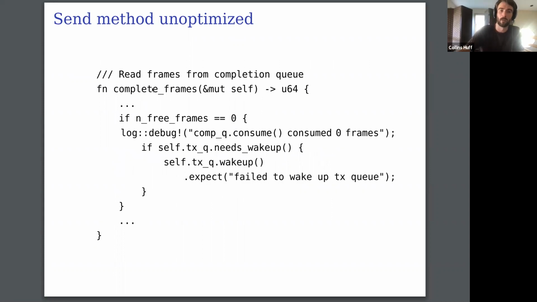And when you call complete frames, I saw this somewhere and I thought it was a good idea: if there are no frames received on the completion queue, then wake up the kernel. This was a mistake. You really only need to wake up the kernel once per send call. So basically, the answer to our performance issues was just commenting out this extra wake up in the complete frames method.